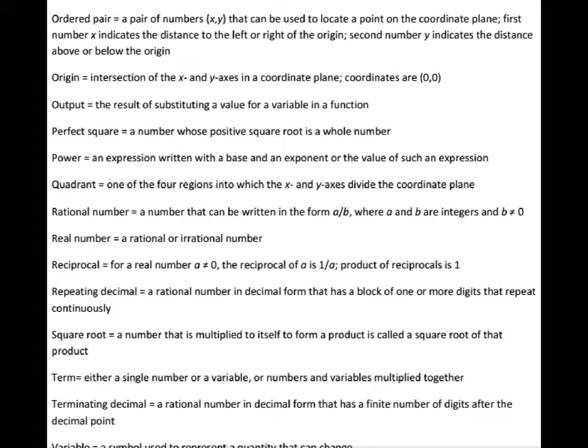Repeating decimal, a rational number in decimal form that has a block of one or more digits that repeat continuously. Square root, a number that is multiplied to itself or by itself to form a product is called a square root of that product.